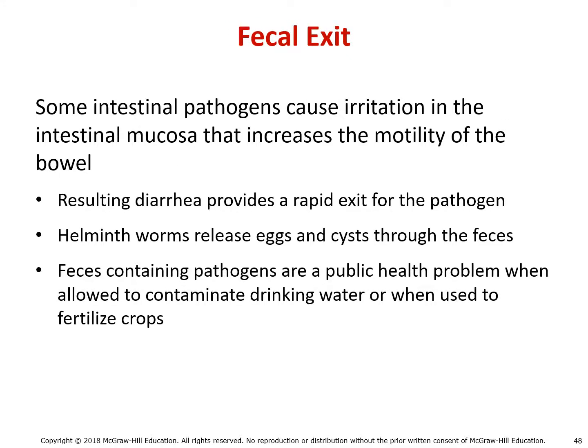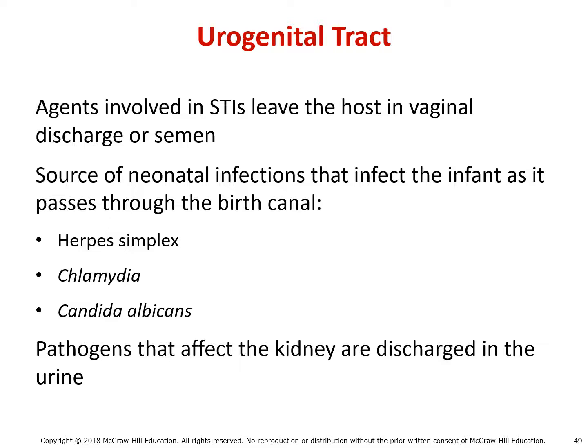The fecal exit is pretty self-explanatory. Crap happens. The urogenital tract, again, this is commonly seen with the STIs where we see things like discharges or even, again, secretions, or it even can come out as part of the ejaculate. The idea is pathogens can be carried out during sexual contact. The other place that we again see large amounts of potential pathogens leaving is during things like UTI or kidney infections, whenever things are discharged through the urine.